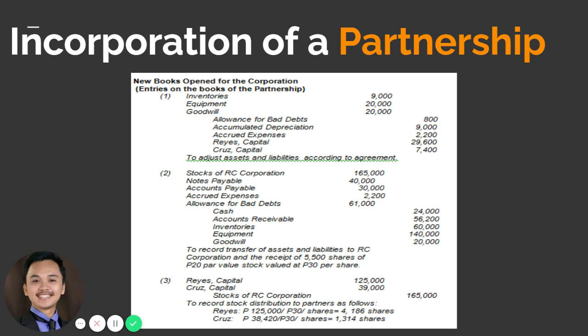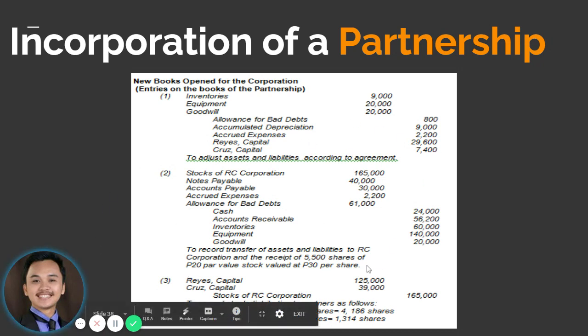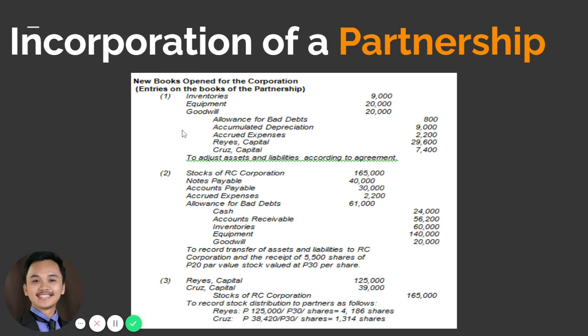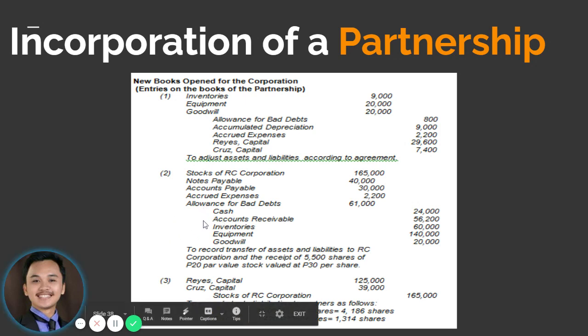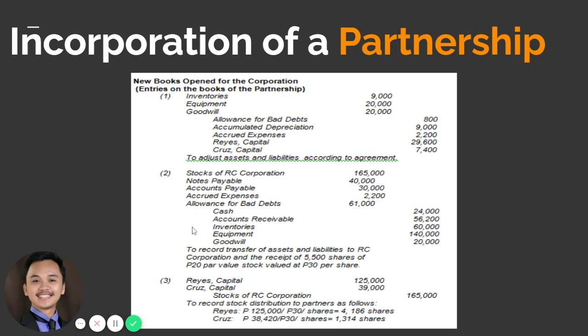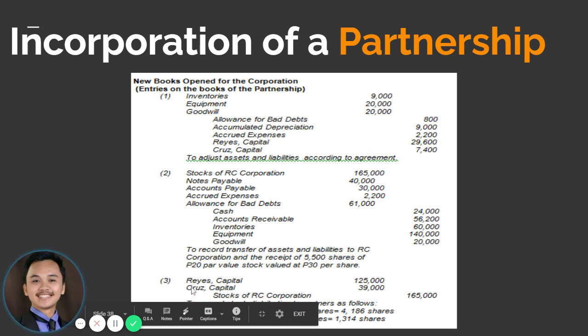So this will now be the new books opened for the corporation. The entries for the books of the partnership are to recognize the adjustment and then close. Since we are transferring, you close the assets and liabilities, because we will transfer them to the books of the corporation. And then you also close the capital by debiting Reyes Capital and Cruz Capital to stocks of RC Corporation.